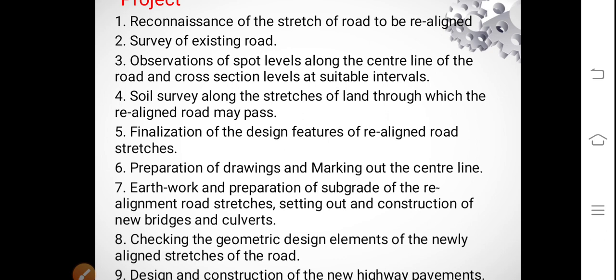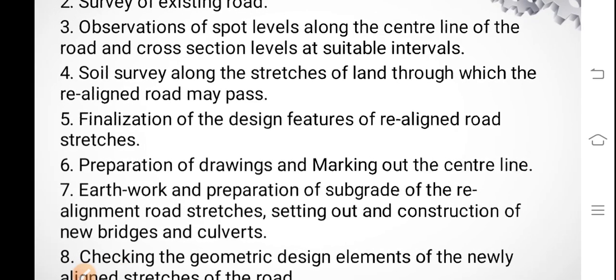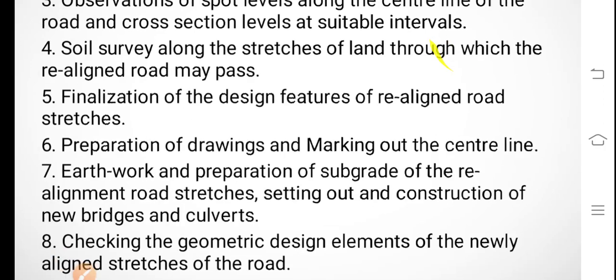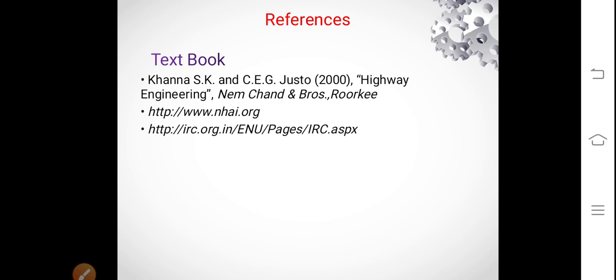Finalization of the design features of realigned road stretches, preparation of drawings and marking out the center line, earthwork and preparation of subgrade of the realigned road stretches, setting out and construction of new bridges and culverts, checking of the geometric design elements of the new aligned stretches of the road, design and construction of the new highway pavements. These are all the various stages.